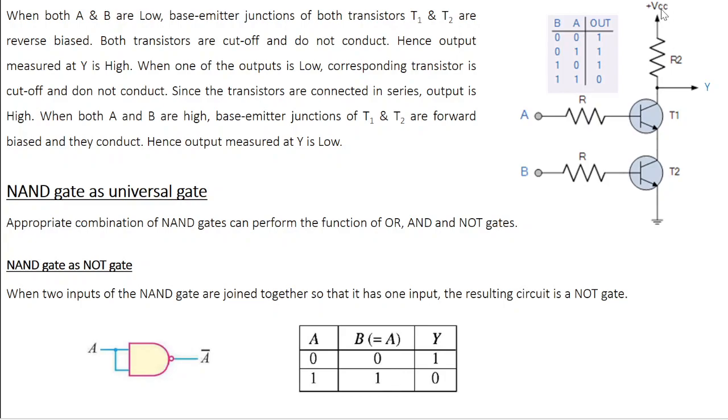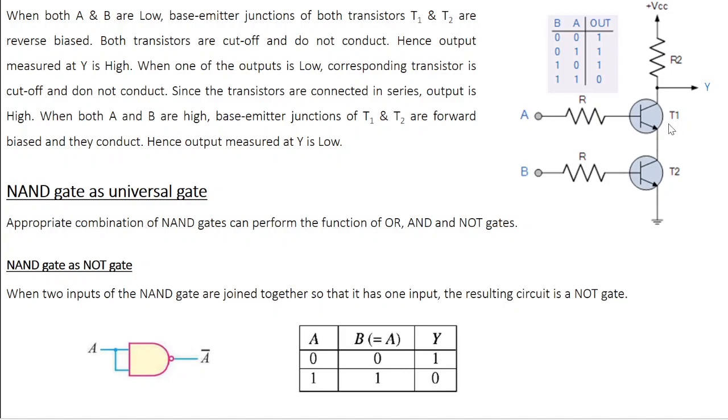So you can see that VCC is connected to the collector of transistor T1, and the emitter of that is connected to the collector of the second transistor T2. So these two are in series connection. Now let's see what happens when both the inputs A and B are low.